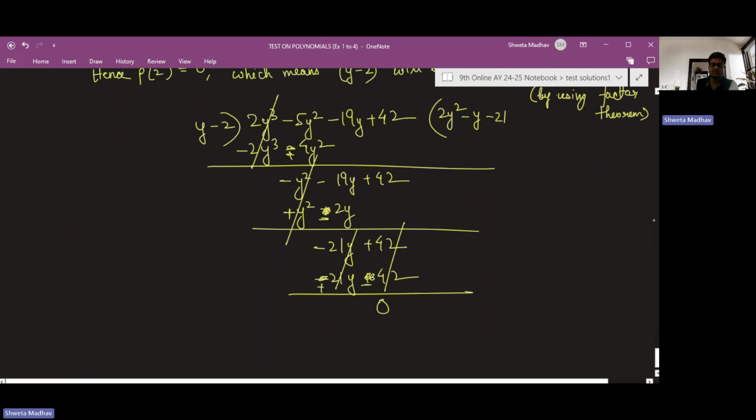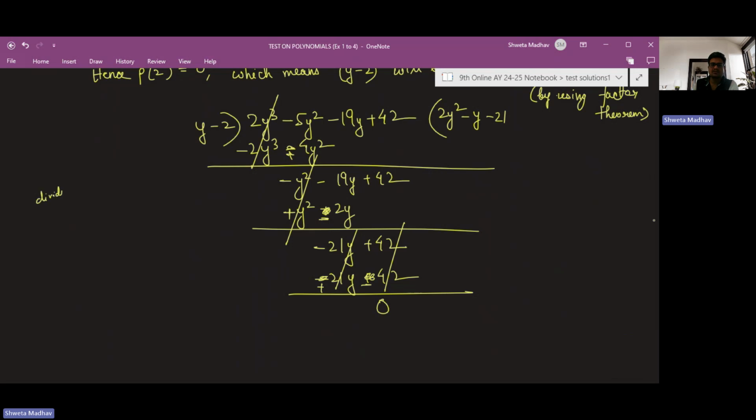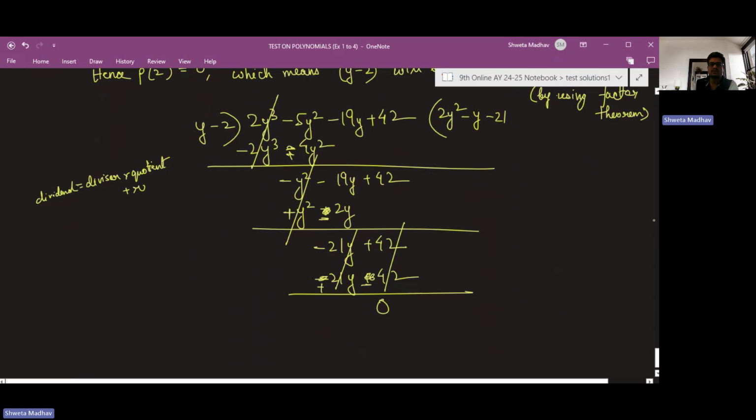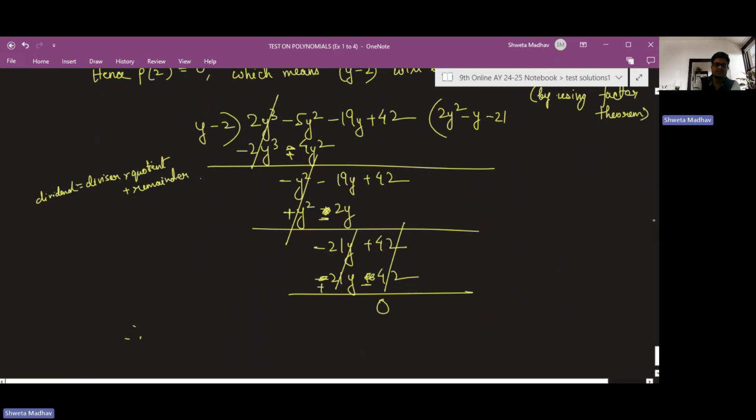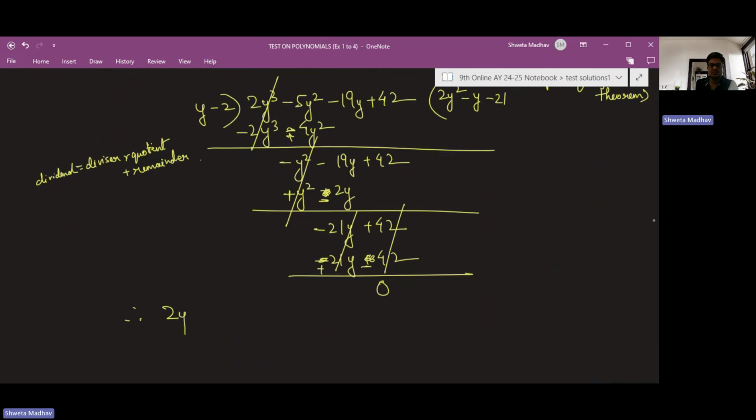So hence, by using the concept that dividend is equal to divisor into quotient plus remainder, we will get that 2y cubed minus 5y square minus 19y plus 42 is equal to y minus 2 into 2y square minus y minus 21.